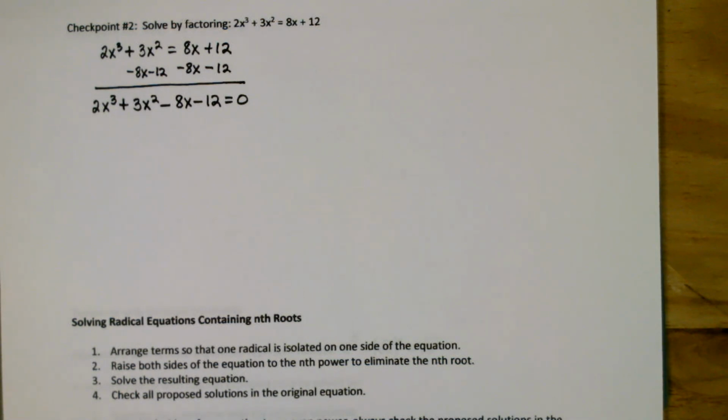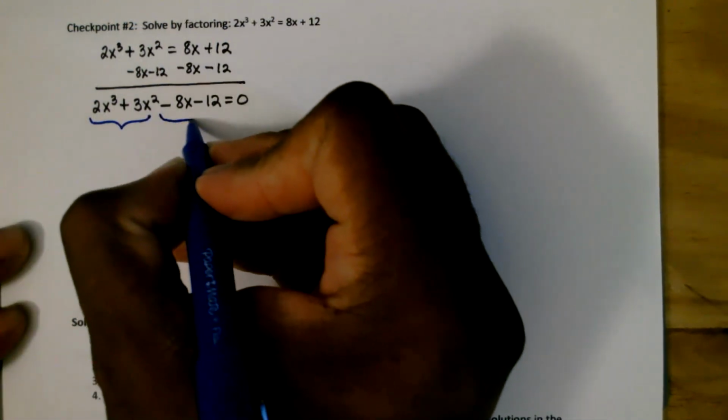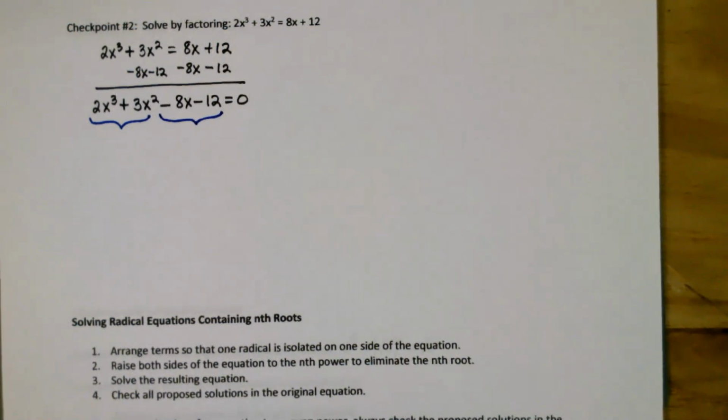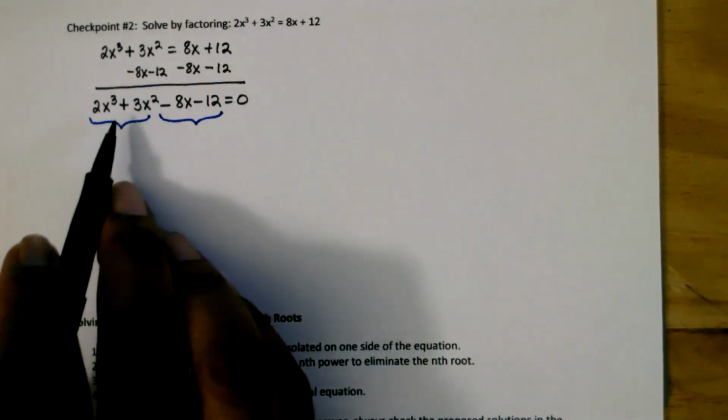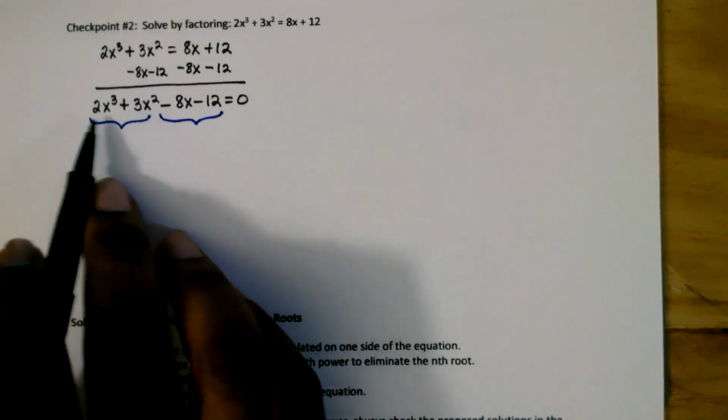Now in this case, I got 4 terms. So for me to solve this equation, I need to factor by doing a method called grouping. So in other words, I need to group the first two terms here and group the second two terms and find common factors. So in this case here, for the 2x cubed plus 3x squared, I need a common factor that's in both of these.